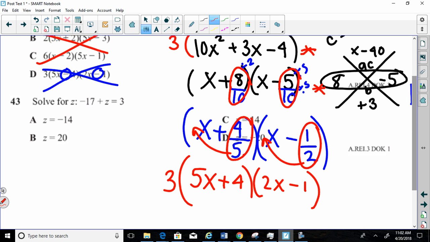Okay, last one is a one-step equation. How do I get z by itself? Add 17. So what does z equal? 20.